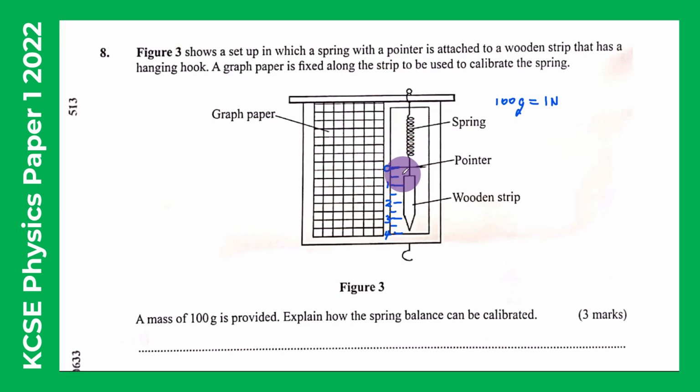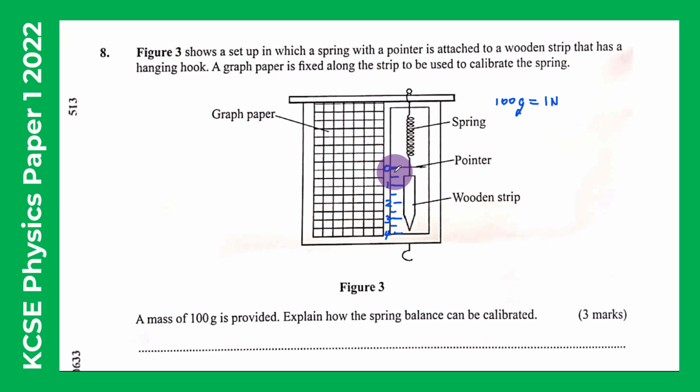So point number 1, note the position of the pointer on the scale when there is no mass on it. Suspend the 100 gram mass. Note the new position of the pointer. Because 100 gram mass is the same as 1 Newton, indicate 1 Newton against that mark. Then repeat equal amounts of extension moving in steps of 1 Newton. Mark these extensions or these distances on the instrument.